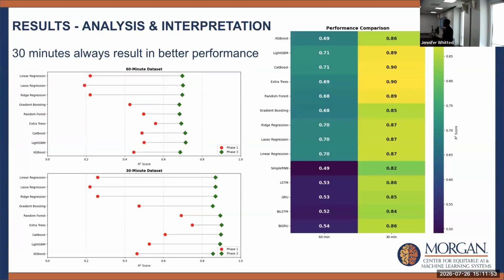Piggybacking off of the last, with our graph on the right is phase one versus phase three, and we can see the clear difference in quality. But I would also like to mention that 30 minutes performed better overall throughout the entire testing. In the performance comparison, we can see there's a 10 to 20% gap between 60 minutes and 30 minutes. Moving forward, in terms of testing, we should measure at 30 minutes.